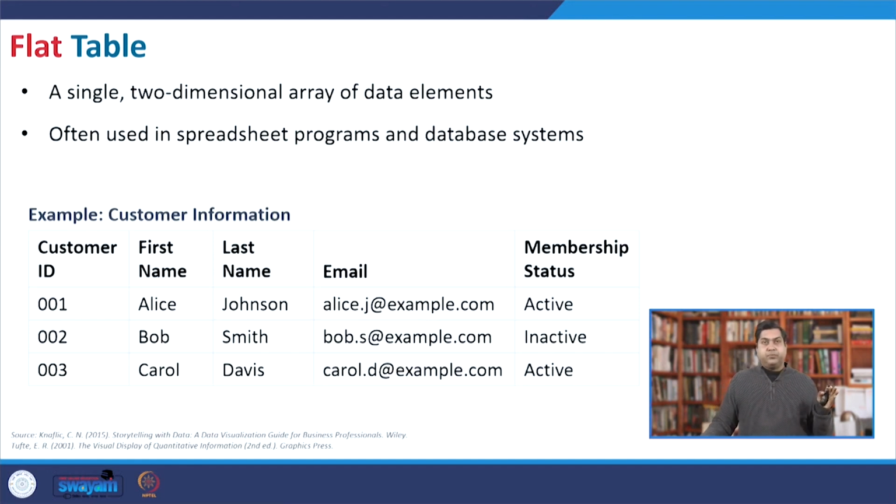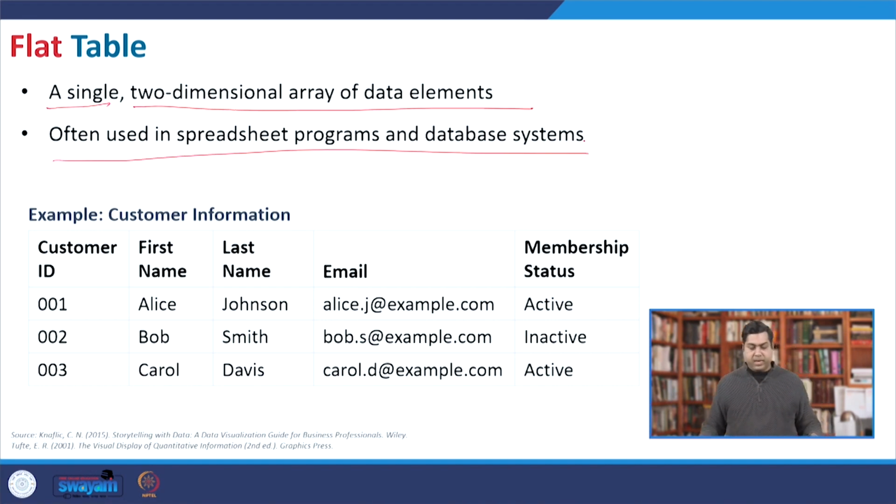Coming to the flat table, this is also similar to the simple table, but there is a difference. In this case it is basically a single two-dimensional array of data elements, often used in spreadsheet programs and database systems, where you will find that the type of information is normalized. So, in this case, these are different customer IDs, their first name, last name, then their email ID, and then membership to a particular customer base. So, active, inactive, active.